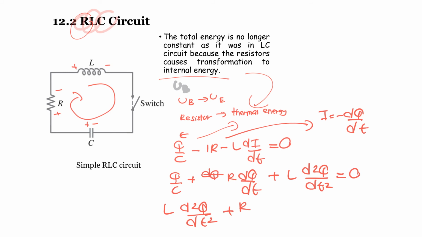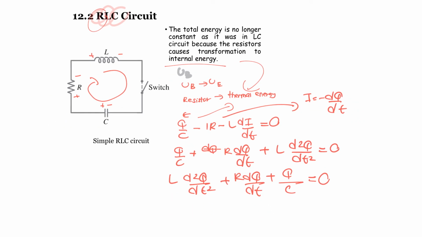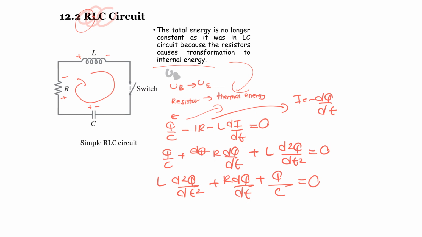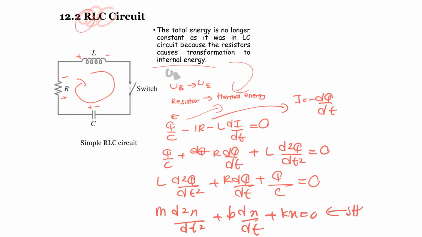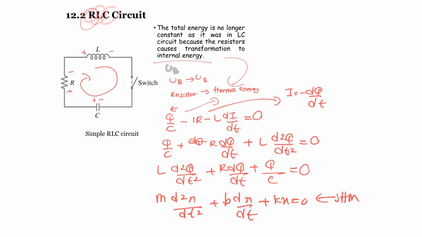You are going to get a formula that looks like simple harmonic motion. Please recall the simple harmonic motion equation: m d squared x over dt squared plus b dx over dt plus kx equals 0. This is the formula for simple harmonic motion. Here your b is basically a damping constant, so the one that controls the damping effect for the LRC circuit is going to be the resistor.